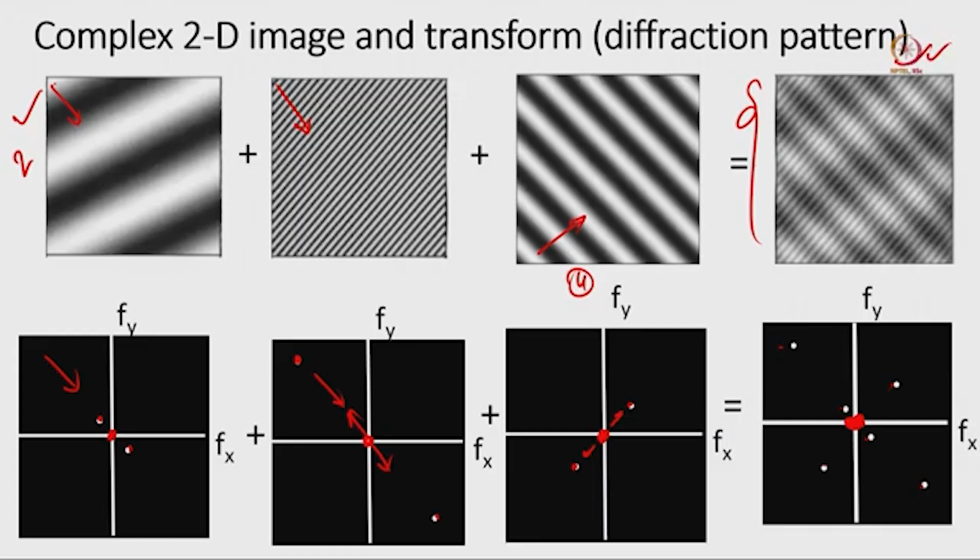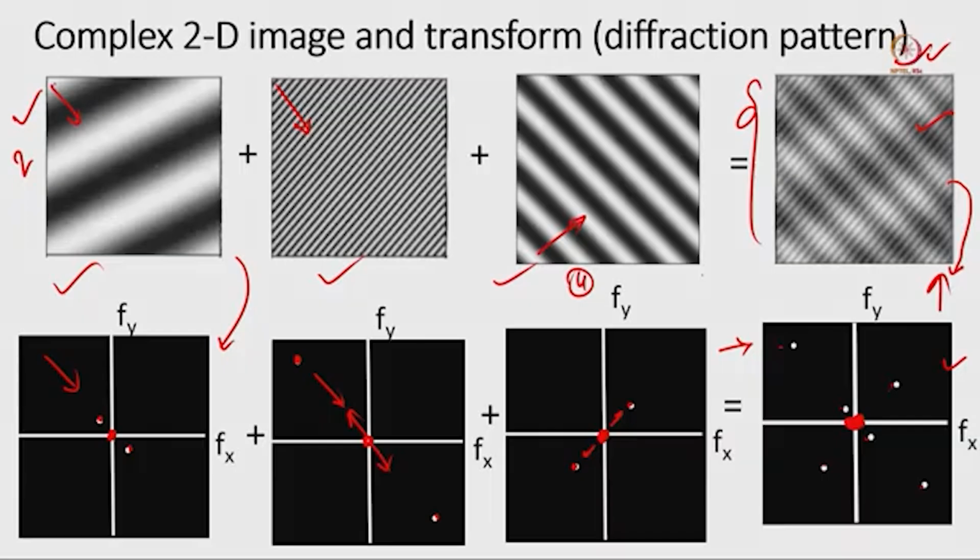This complicated image is a combination of different types of sine and cosine curves, and those sine and cosine curves we just plotted by their amplitude in the diffraction pattern. When the combination of all of them gives this kind of diffraction pattern, if we go from this diffraction pattern we will get this particular image. If we take this image and do the Fourier transform, we will get this diffraction pattern.